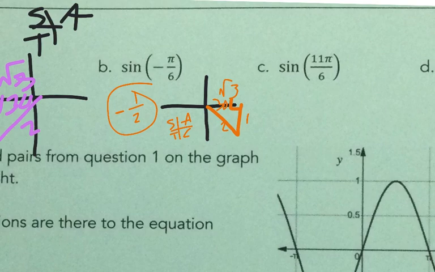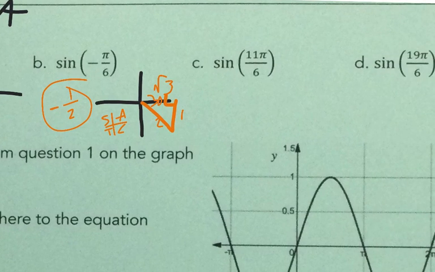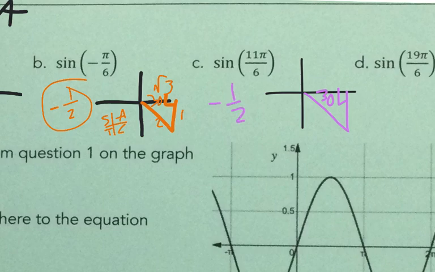Let's do sine of 11 pi over 6. If I rotated 11 pi over 6, what quadrant would that put me in? In the fourth. It's a 30-degree reference angle. It's going to be what? Is it okay with that? What about 19 pi over 6? Where does that rotate to be? Third.